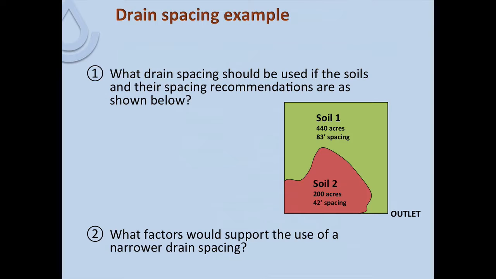And thinking about that second question, factors that might support the use of a narrower drain spacing, one would be higher value crops, because we would expect a higher return from that narrower drain spacing. Another potential situation might be where it's in a low area and we're expecting some additional surface water that drains down in that area that we need to account for.